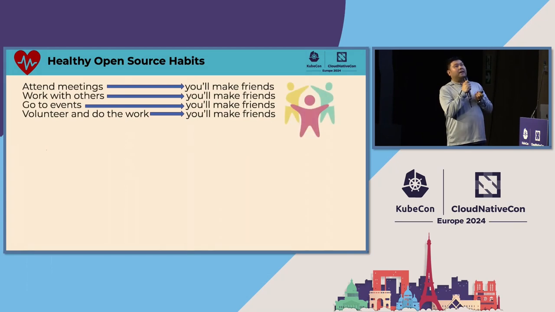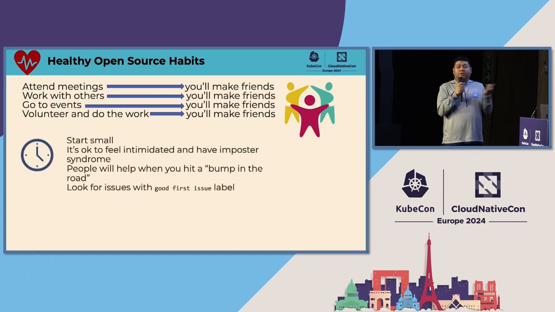Also, some healthy open source habits are, of course, attend meetings. You'll meet friends. That's the model here. Work with others, you'll make friends. Go to events, you'll make friends. Volunteer and do the work, you'll make friends.